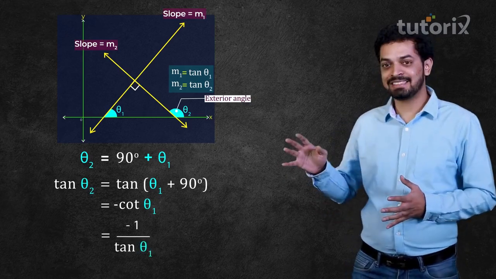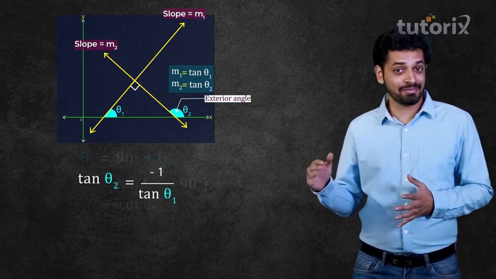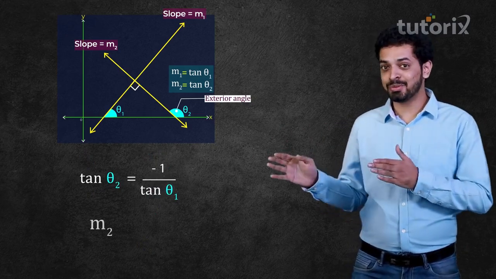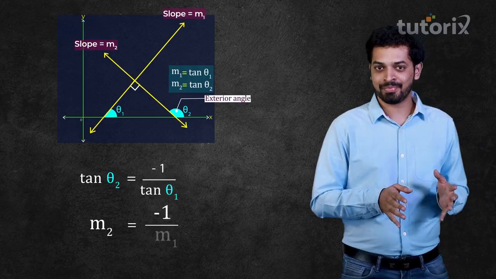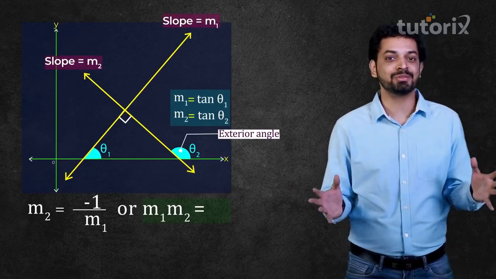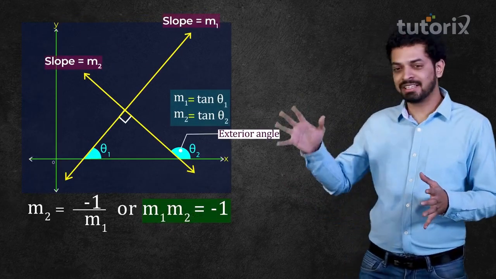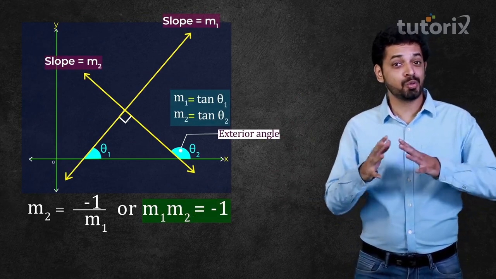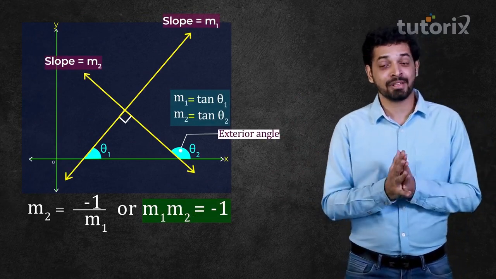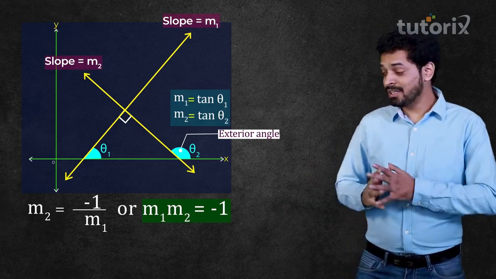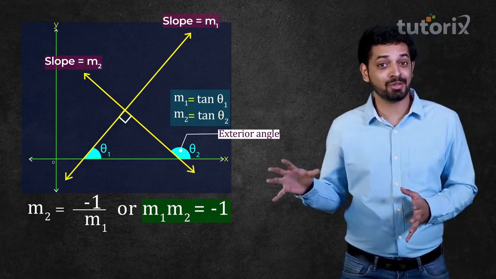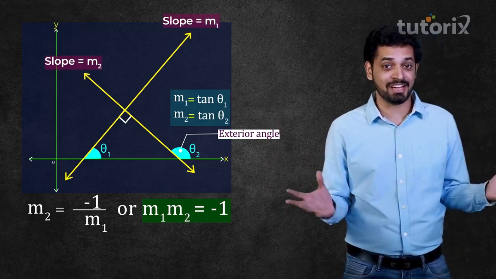Now if you replace tan theta 2 with m2 and tan theta 1 with m1, you get m2 is equal to minus 1 by m1, or the product of the slopes m1 m2 is equal to minus 1. Now this is the condition for two non-vertical lines to be perpendicular in terms of their slopes. Now please try to remember this. This is very important because we're going to use this extensively throughout this chapter.